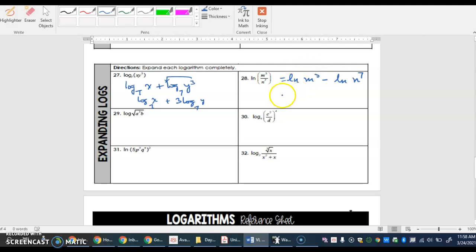Alright, and then it will become 3 ln m minus 7 ln n. Alright, so that's how this goes.